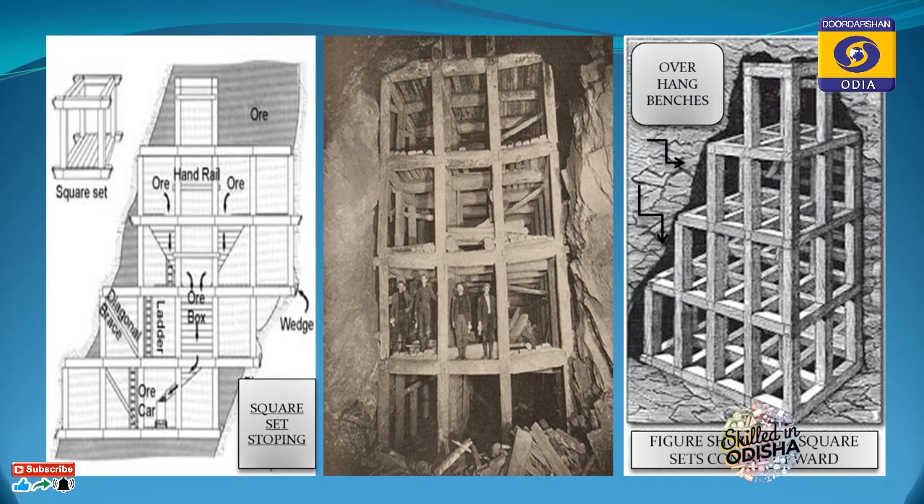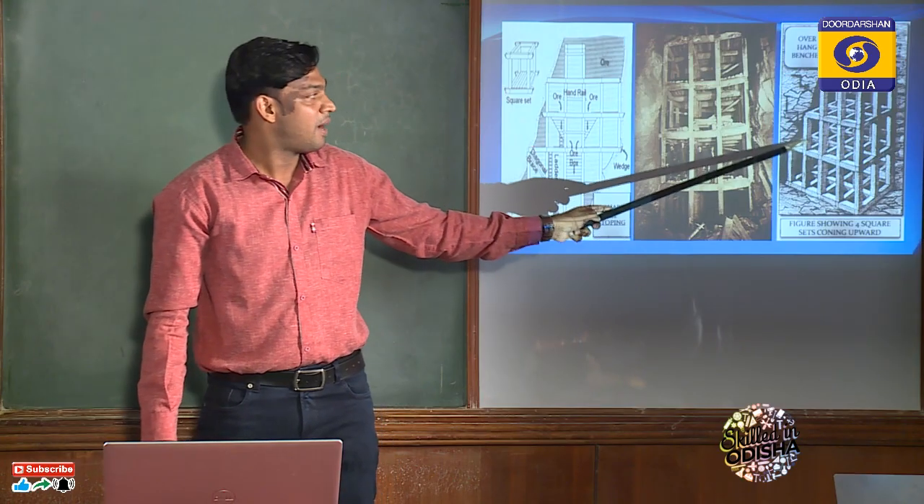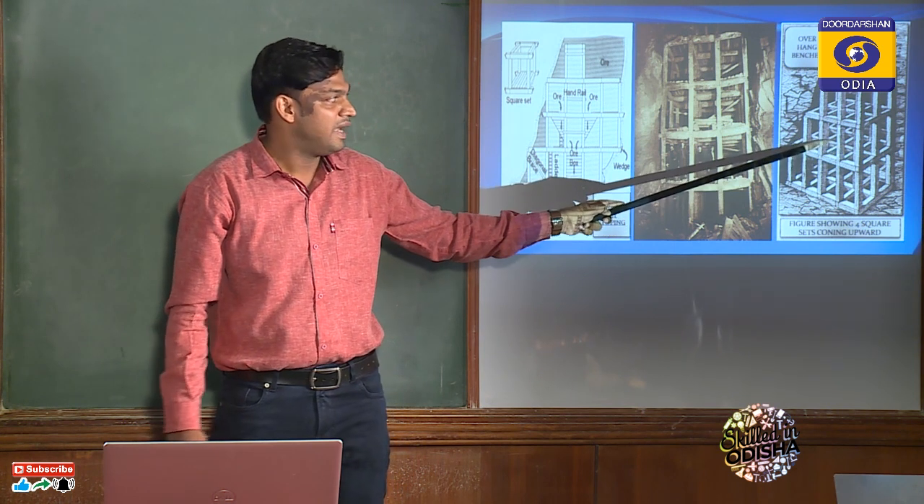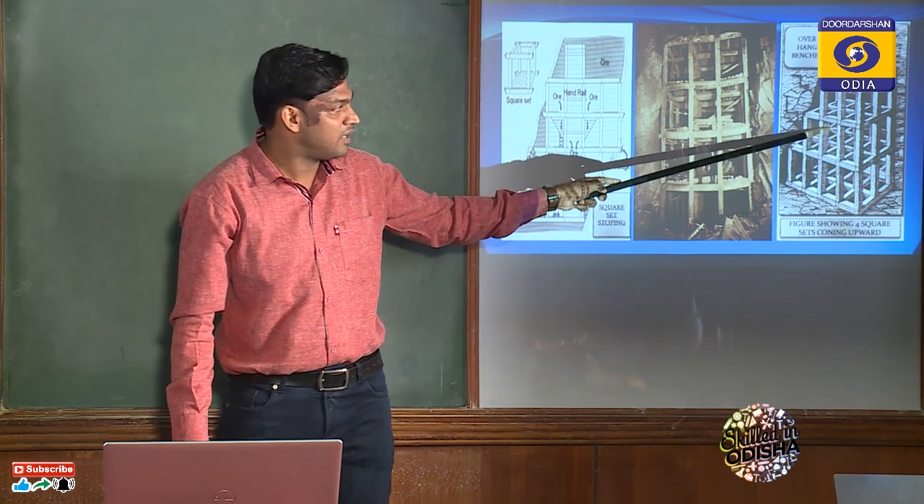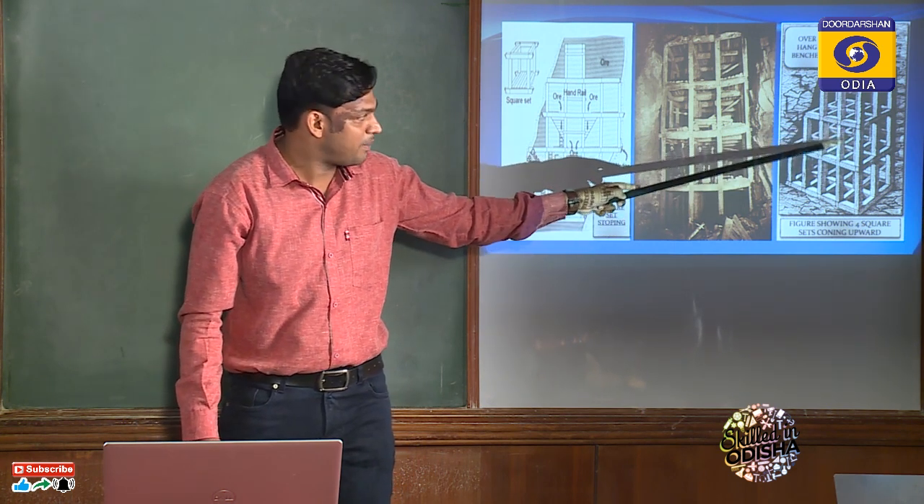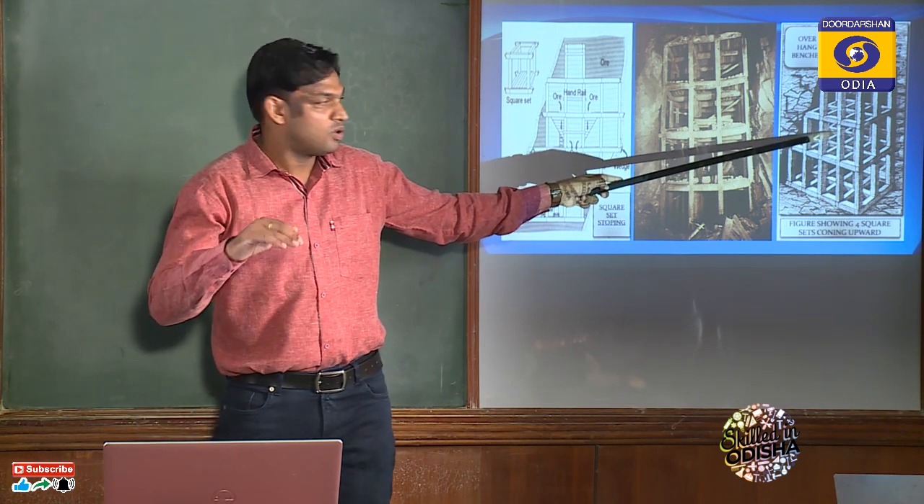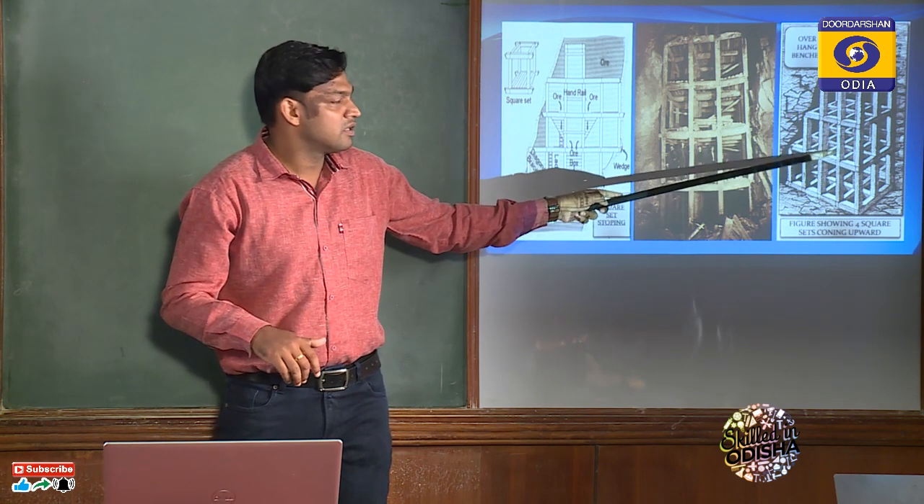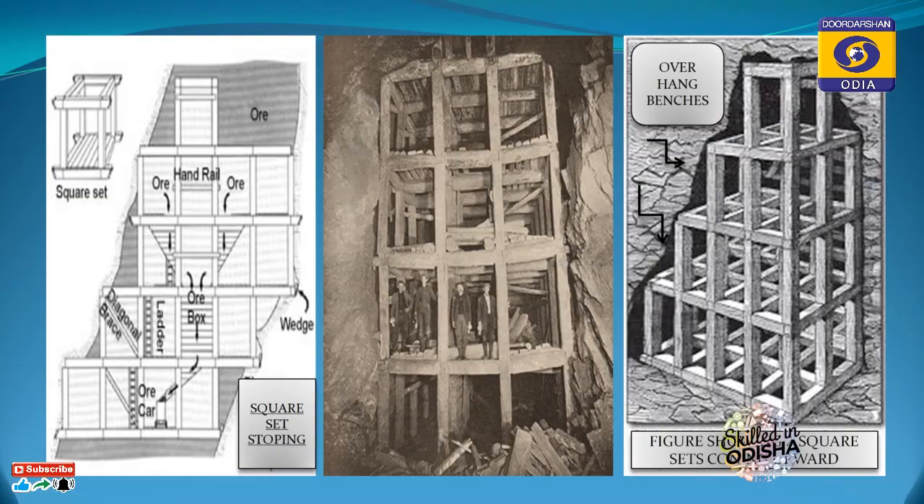Figure showing 4 square sets coning upward. The bottom square set having a higher number of squares, the bottom bench having a higher number of square sets. Then above that, the second bench has a lower number of square sets than the first, and that goes on reducing to form a cone shape.